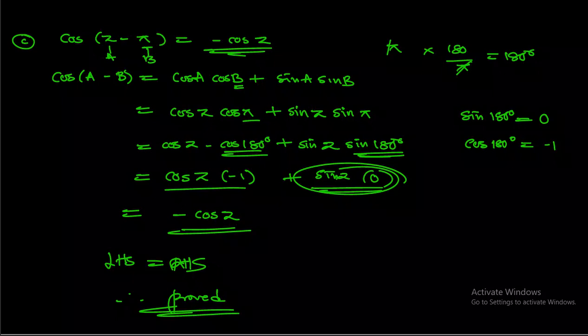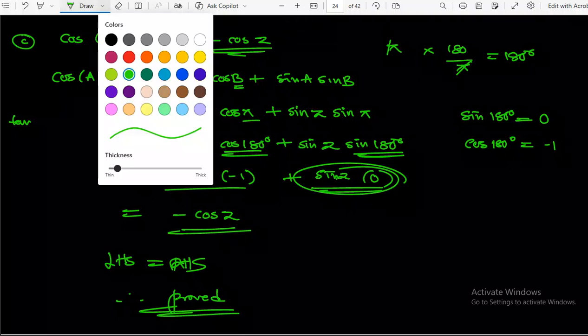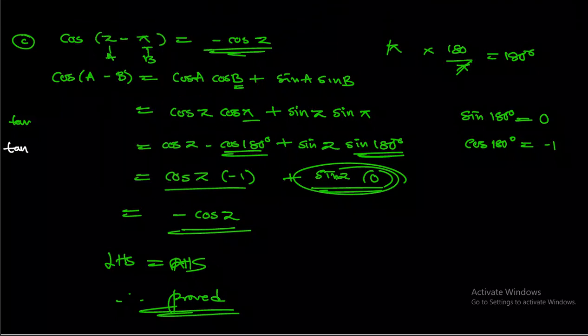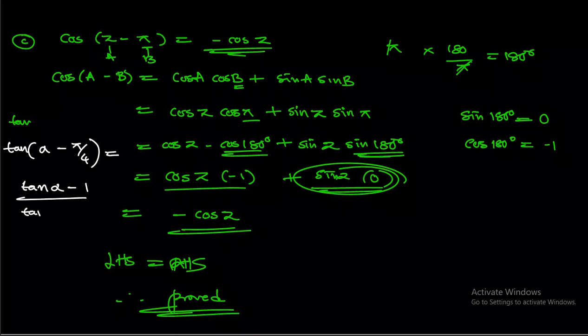The question is tan. No, Abram changed the font color. So we have tan of alpha minus pi over 4 is equal to tan alpha minus 1 over tan alpha plus 1.